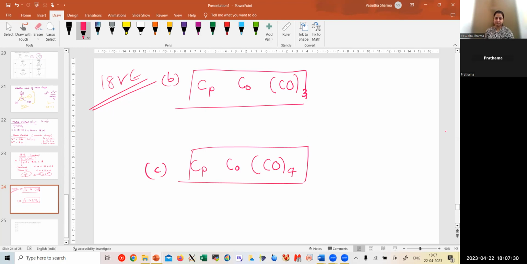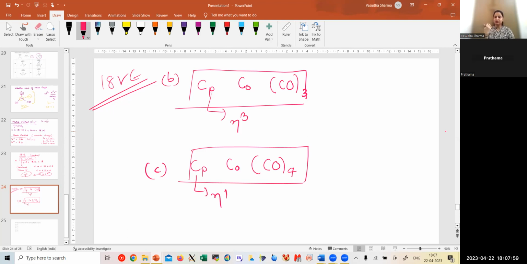In B, hapticity will be 3. And in C? Hapticity is 1 in C. Excellent. So here it is eta 3 and here it is eta 1.